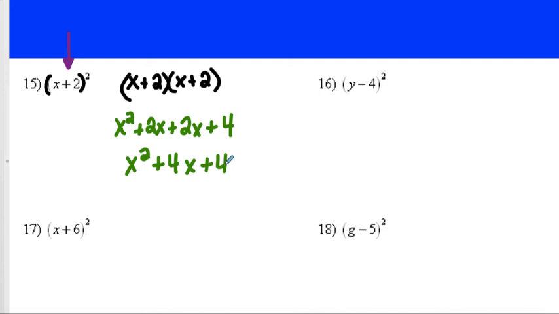Okay, so I want you to do 16 and 17 and 18 and bring them to class tomorrow. And if you're really interested in learning a quick way to do this in your head, come see me and I'll show you something really cool about multiplying binomials that are quantity squared. I have a trick for you. Okay? All right, see you tomorrow.